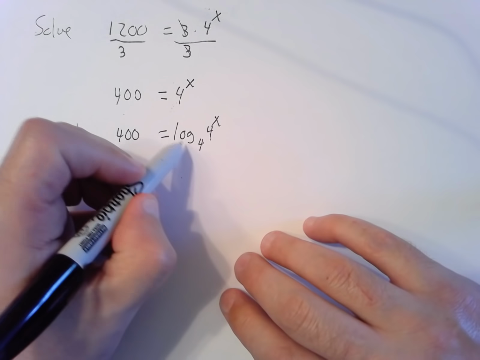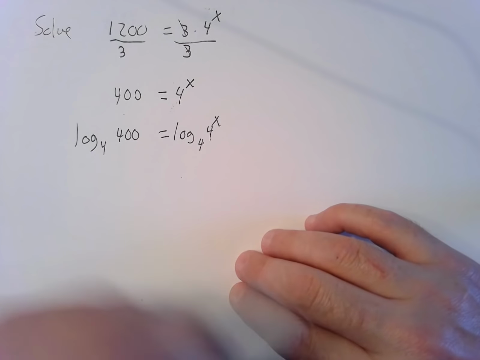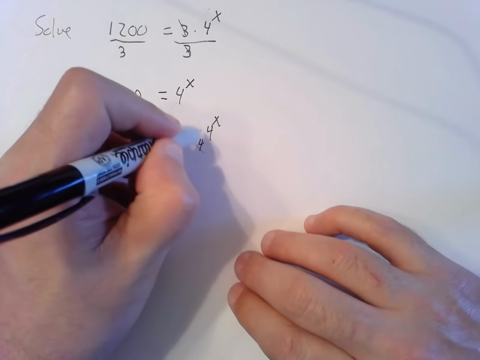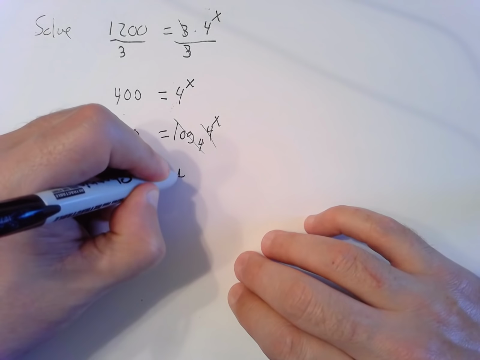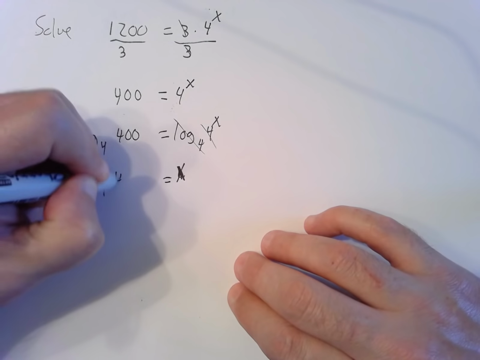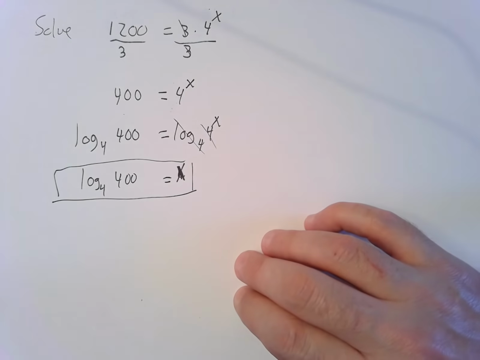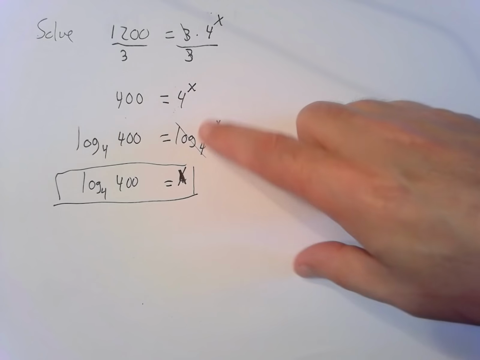On the right side, log base 4 of 4 to the x, those are inverses. They cancel out. That's rule number 6 from the rules of logs. The log base 4 and 4 cancel out, and I get x equals log base 4 of 400. That's the answer. Essentially, all I did was convert this equation into logarithmic form.